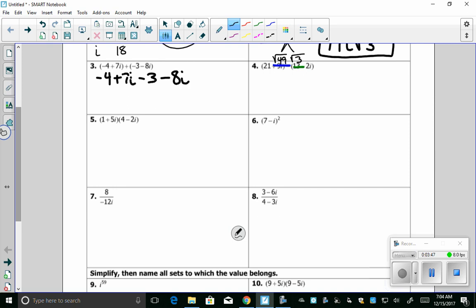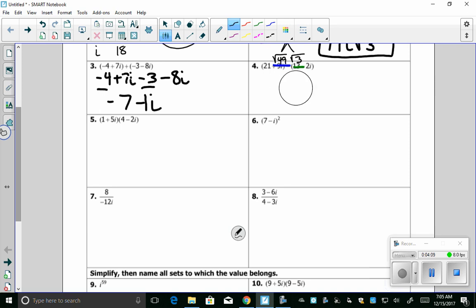Combine like terms. Well, my real number goes first, so let's do those first. Negative 4 minus 3 gives me negative 7. 7i minus 8i gives me negative i or negative 1i. It doesn't matter which way you want to write it because it means the same thing.